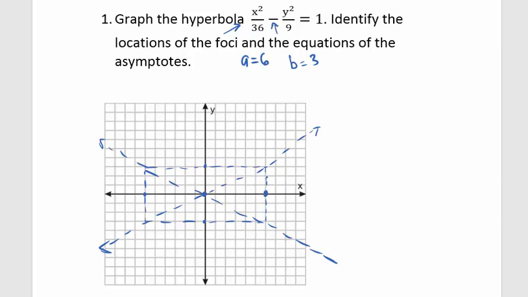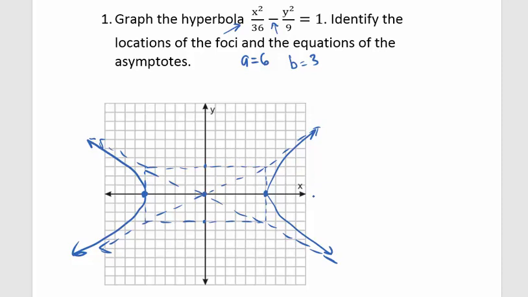These then would be the vertices of my graph, since we're traversing or crossing the x-axis now. And I'm going to draw my hyperbolas coming out this way. Okay, so had y come first, I would have used these as my vertices, and I would have been graphing my hyperbola going that direction. But x is first, so that's the transverse axis.